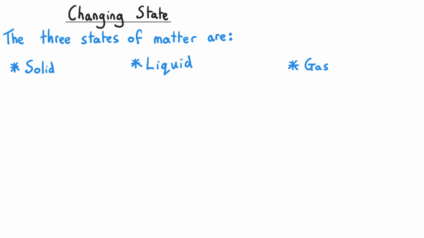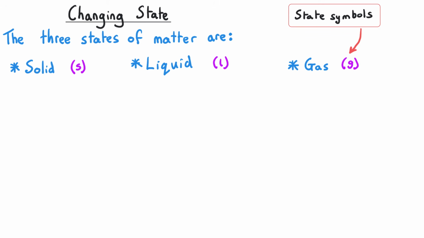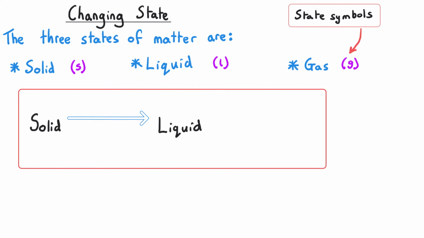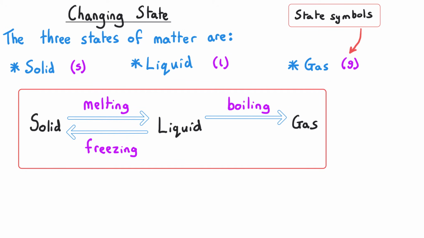The three states of matter are solid, liquid, and gas, and we can use state symbols to represent those terms. We use an S for solid, an L for liquid, and a G for gas. And it's possible to change a substance from being a solid into a liquid, and we call this process melting, but we could also turn a liquid back into a solid, and this is called freezing. A liquid can turn into a gas, and this is called boiling, and a gas can turn back into a liquid, and this is called condensing.